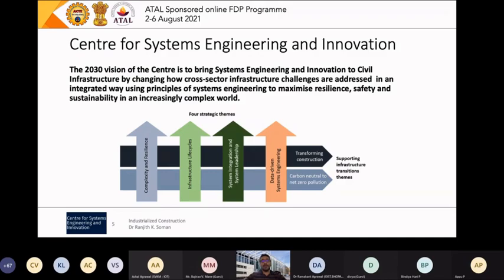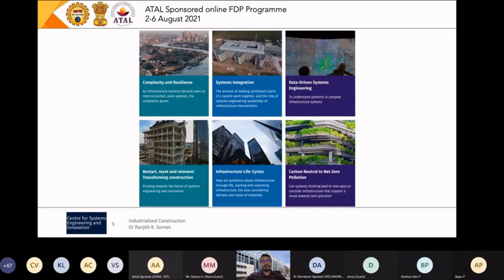One of our main aims looking at 2030: we had our 10-year anniversary last year, and we have the new aim for the center, which is on achieving maximum resilience, safety, and sustainability in the infrastructure sector. For that, we have 4 strategic themes, and it supports 2 main themes. One is transforming construction, which this particular part of the presentation comes from, which is about industrialized construction. The second theme is on how we can achieve net zero pollution or carbon neutrality in the infrastructure sector in the coming years.